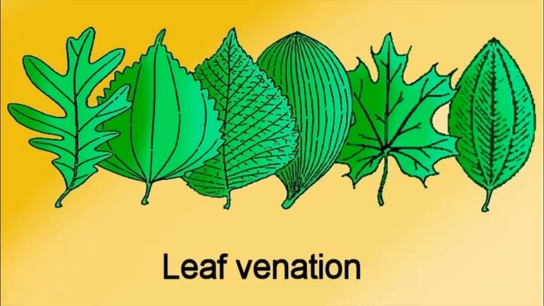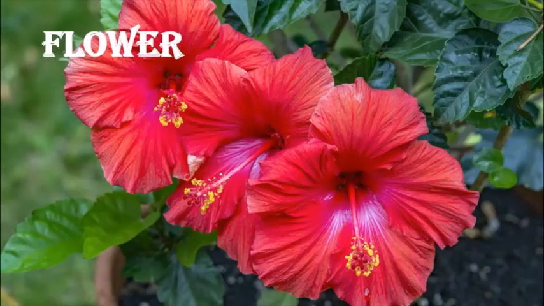Here you can see that in different types of leaf, different types of venation are present. Some have reticulate venation and some have parallel venation. Next part of the plant is flowers. Now flowers are of so many different colors, and they even have different fragrance. So all the flowers are of different types.